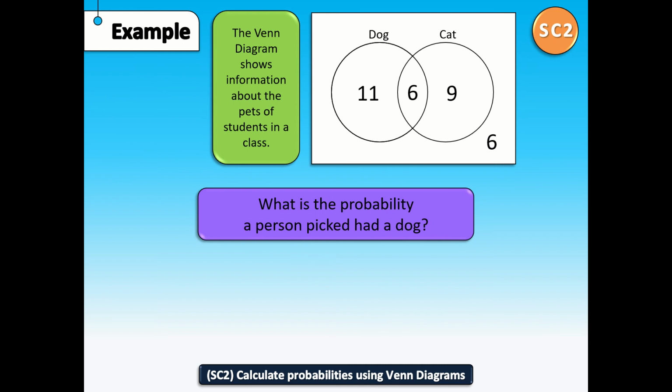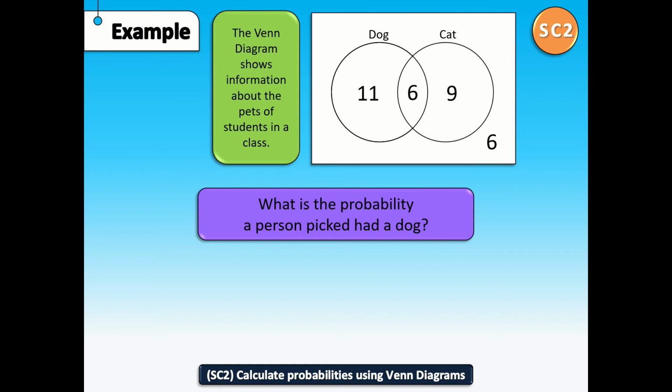So this Venn diagram shows information about the pets of students in a class. So 11 people just have a dog, 6 people have dogs and cats, 9 people just have cats, and 6 people have neither cats or dogs.